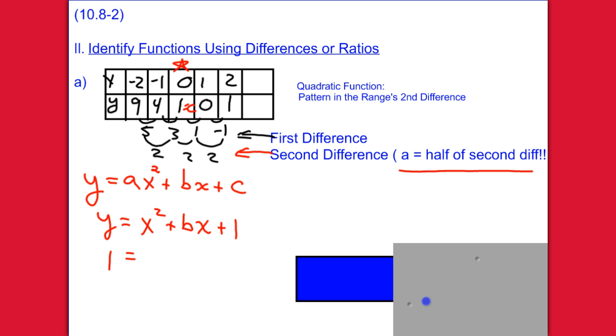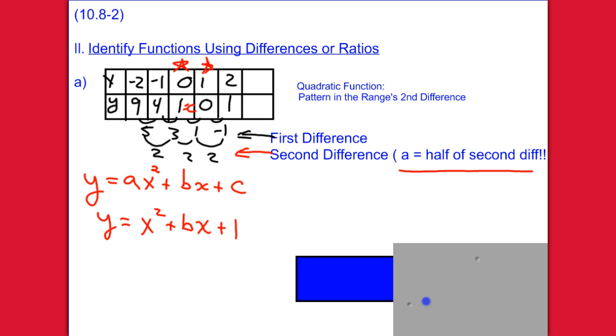So 1 equals 0 squared plus b times 0 plus 1. What happens to the b? It got wiped out by the 0. So that's a fun choice, but it's not very useful because our b got wiped out by 0, right? Use 1, 0. Okay, he wants to use 1, 0.